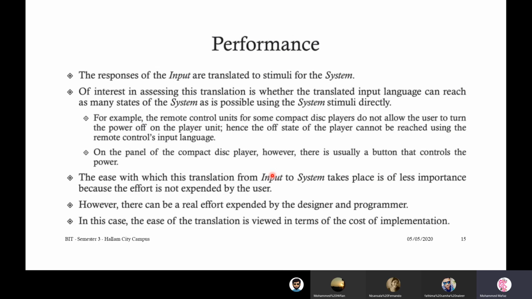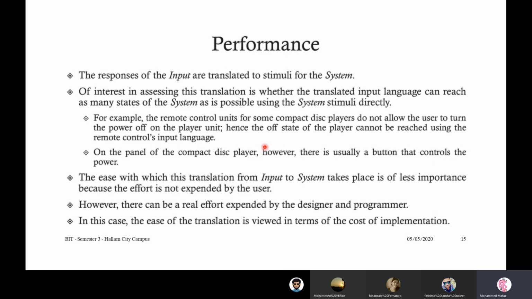Then once you have articulated, you have to now execute the performance. That's called performance. So the responses of the input are translated to stimuli for the system. Of interest in assessing this translation is whether the translated input language can reach as many states of the system as is possible using the system stimuli directly. For example, the remote control units for some CD players do not allow the user to turn the power off on the player unit. Hence, the off state of the player cannot be reached using the remote control's input language.